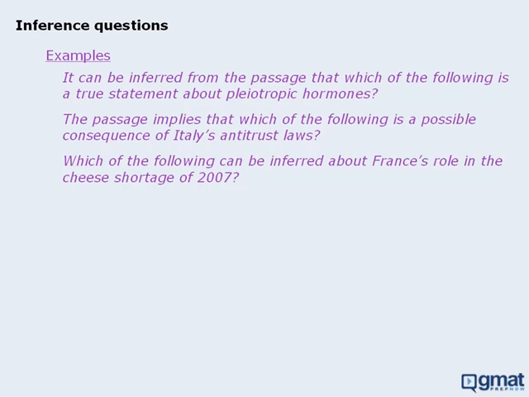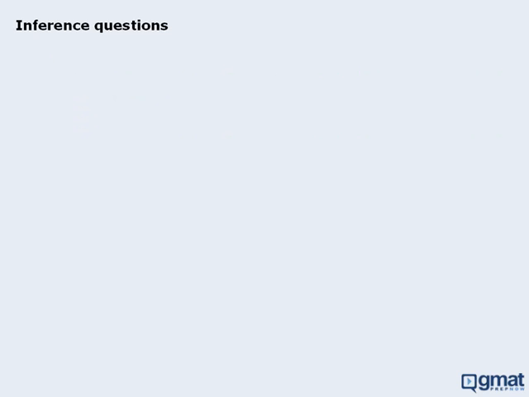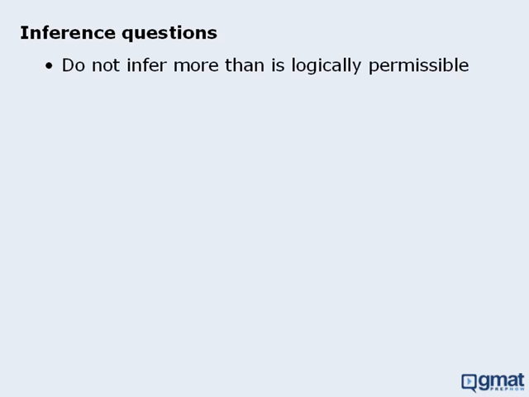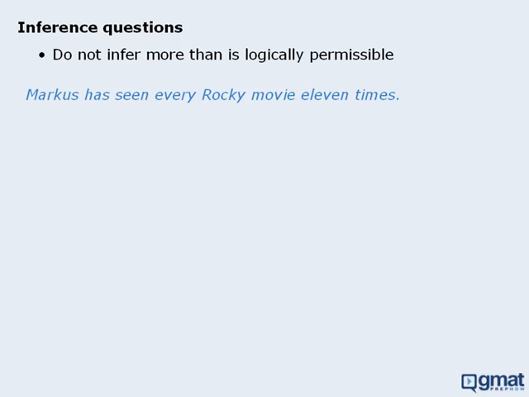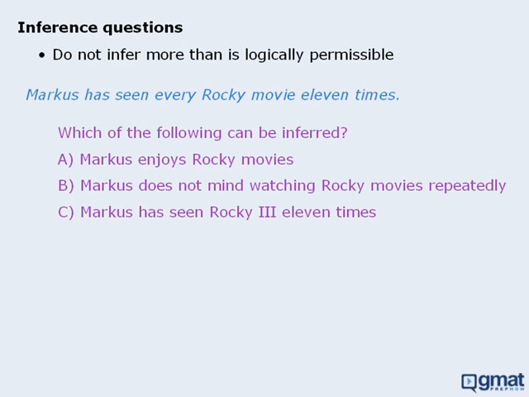They essentially ask us to use information in the passage to make logical inferences. Now, when answering inference questions, the most important point to remember is do not infer more than is logically permissible. The biggest problem that students have with inference questions is that they inject their own personal assumptions and feelings into the passage. For example, let's say that a passage tells us that Marcus has seen every Rocky movie 11 times. Based on this, which of the following can be inferred?